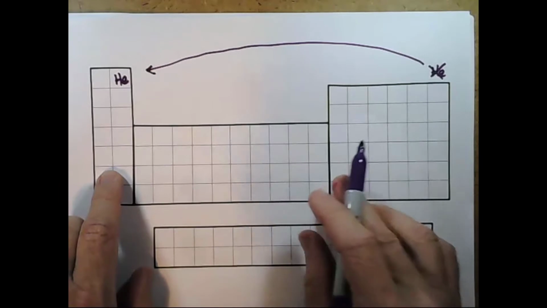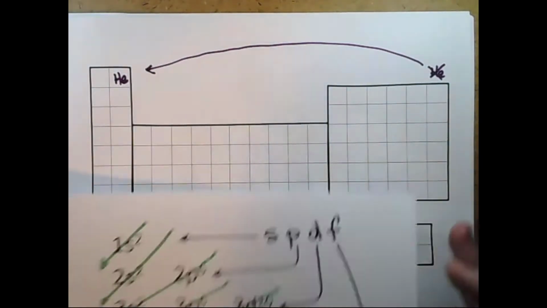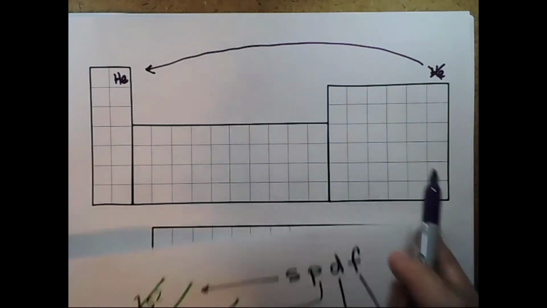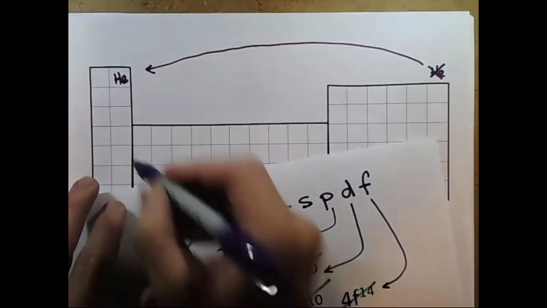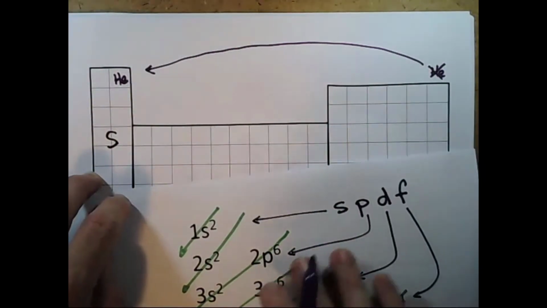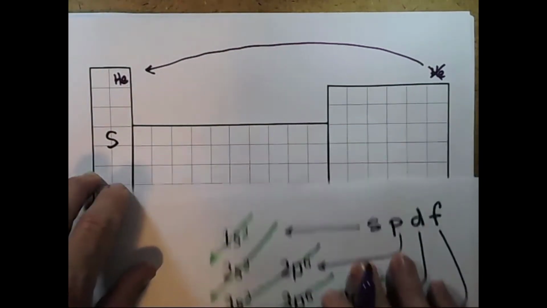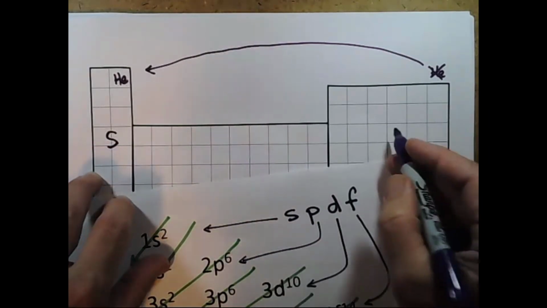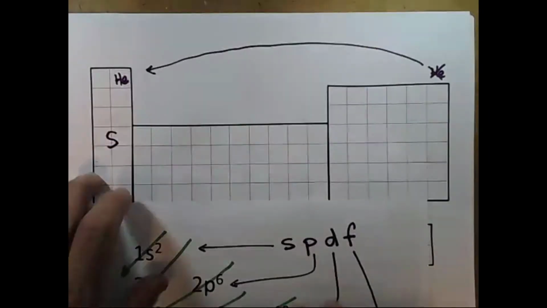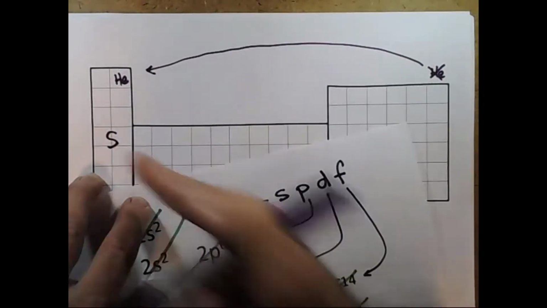All right, so now these letters, S, P, D, and F. We divide the periodic table into these blocks, and this block over here is sometimes called the S block. As we come down the periodic table, that's the first one we hit, the S block.